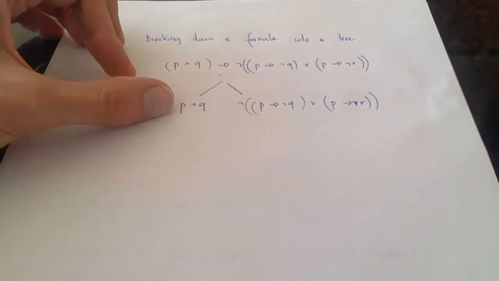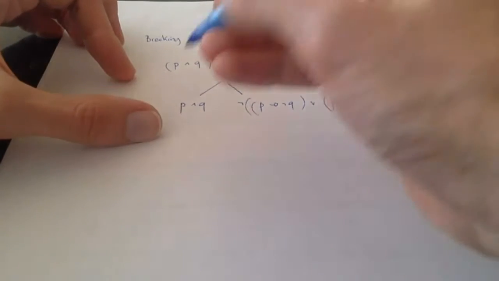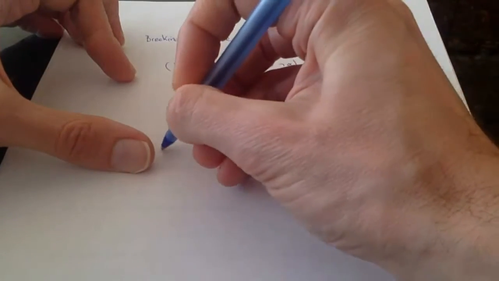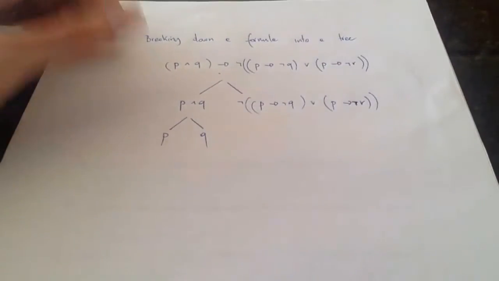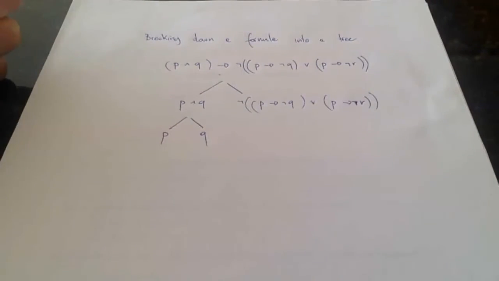Breaking down the formula on the left-hand side is pretty easy. We can see that the conjunction is the main connective, and so we split it into P and Q, and there is nothing much we need to do on the right-hand side.